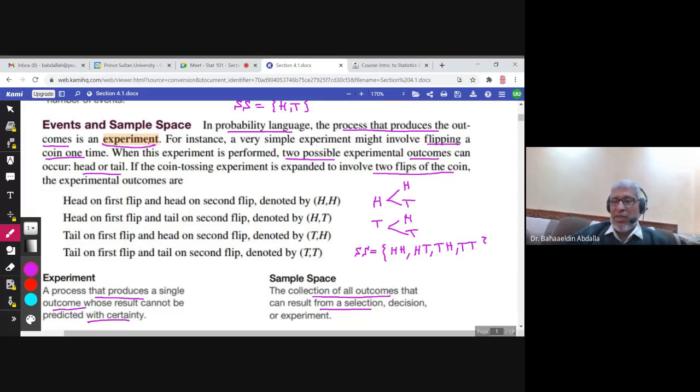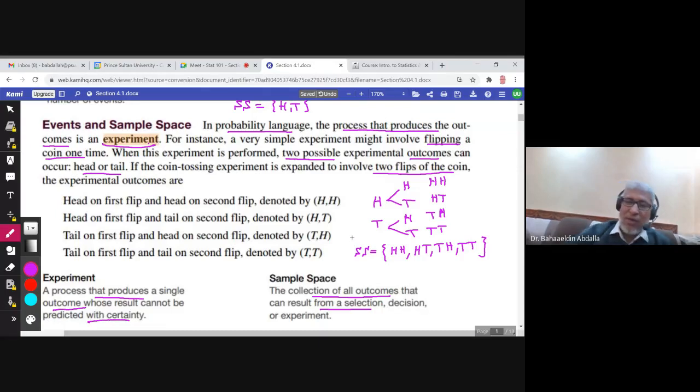Here, HH. Here, the first one is head, the second one is tail. The first one is tail, the second one is head. Both are tails. So this is the set of all possible outcomes if you flip a coin twice.